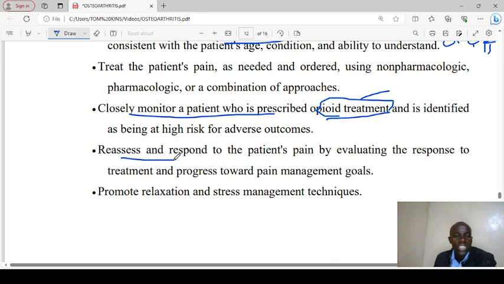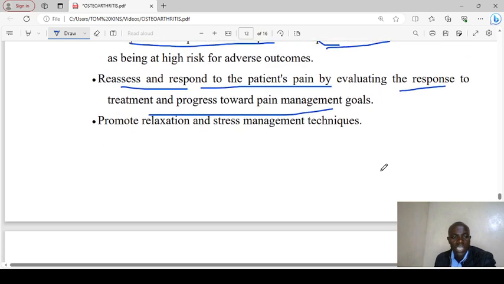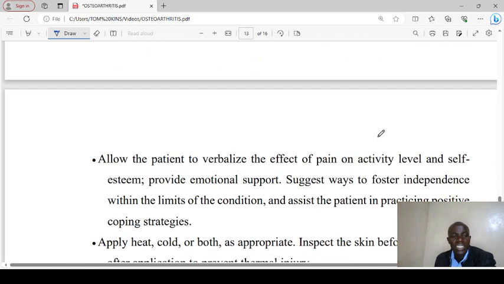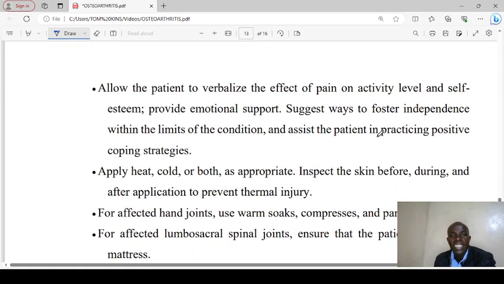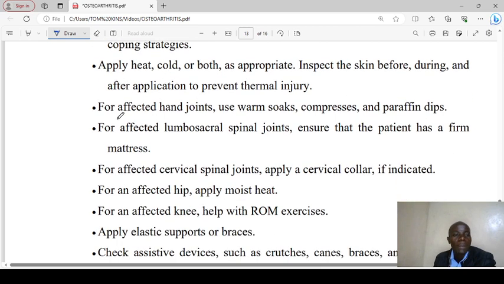Okay, you also need to reassess and respond to the patient's pain by evaluating the response to the treatment and time management. Remember to employ both pharmacological and non-pharmacological modalities in treating this. You need to promote relaxation and stress management techniques. You allow the patient to verbalize the effect of pain. Okay, suggest ways to foster independence within the limits of the condition and assist the patient in practicing positive coping strategies. Remember to apply cold.